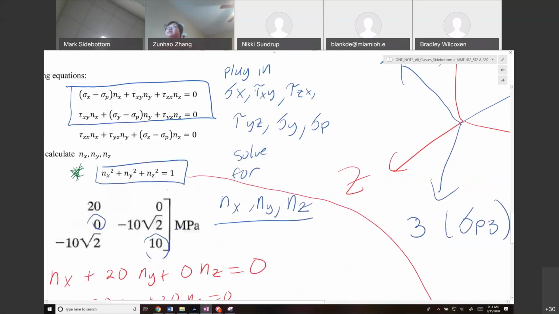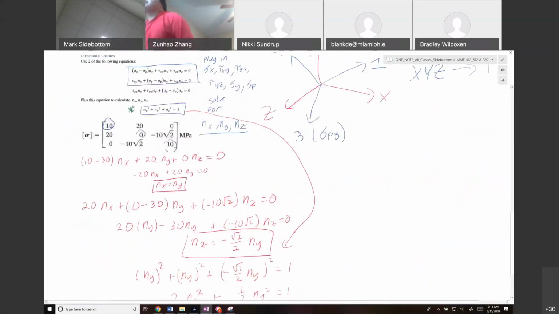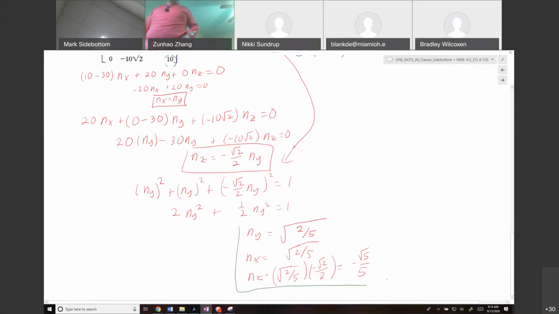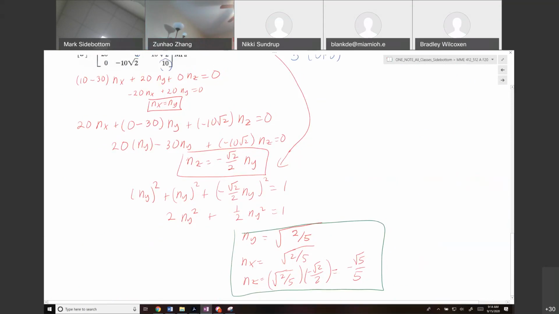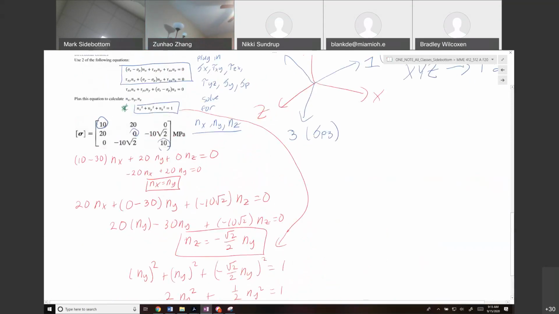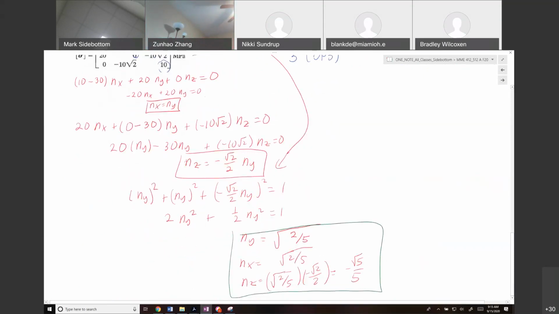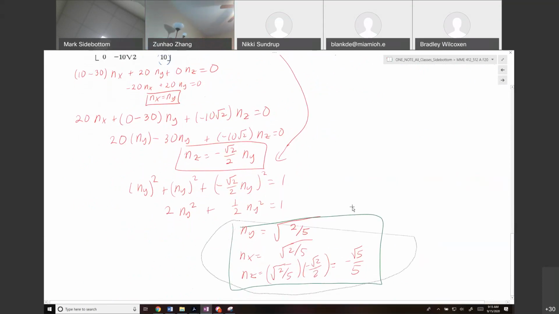So okay, we got these three values. So what does this mean, physically, in our system? So what we're going to do is copy this.